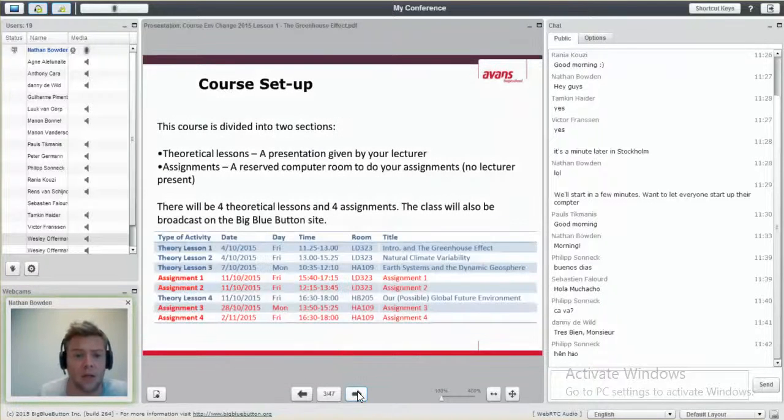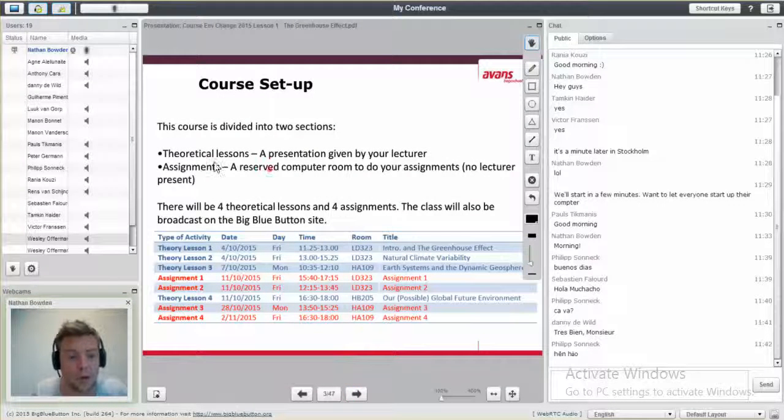The course has basically two parts. You have the lessons, like what you're watching and participating in now, and you have the assignments. You should have some room to do your computer work, but also at home on your own laptop or desktop computer will be fine. There are four lessons, with each lesson having an assignment. And of course, the class will be on Big Blue Button, which you're looking at now probably, or on YouTube if you come in later.